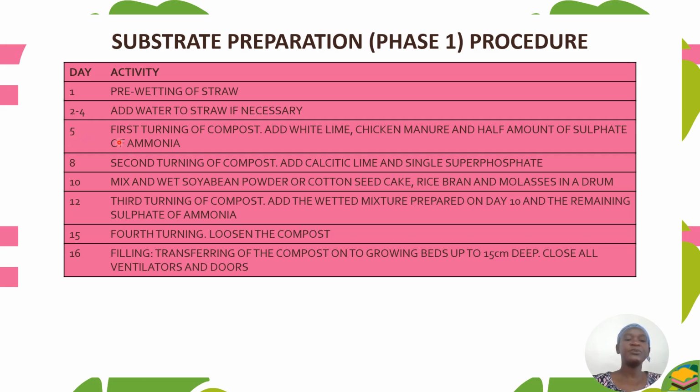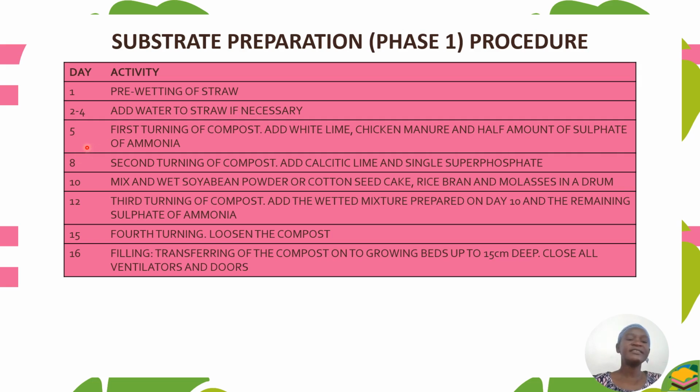On day 5, it will be the first turning of compost. So you turn the compost. In this case, we are talking of the straw. After you have added the water from day 1 up to day 4, then on day 5, you do the turning. The upper part should be the lower part now. So first turning of compost. As you are turning the compost, you also add other materials. That's on day 5. So you add white lime, you add chicken manure, and half amount of sulfate of ammonia.